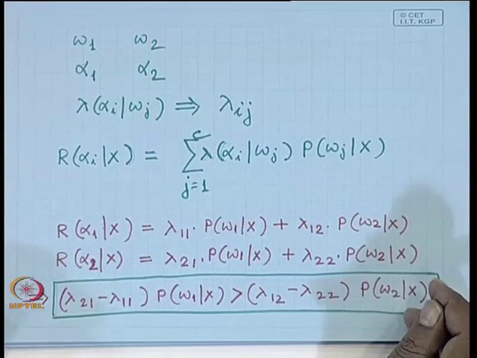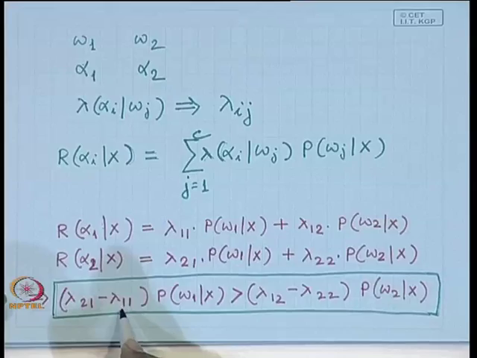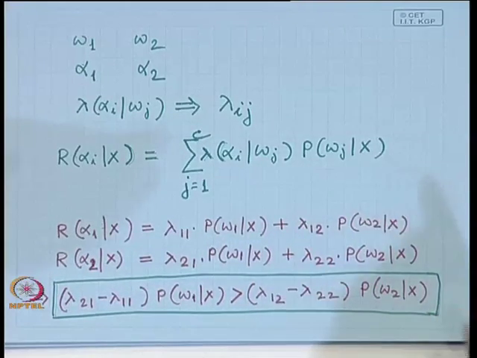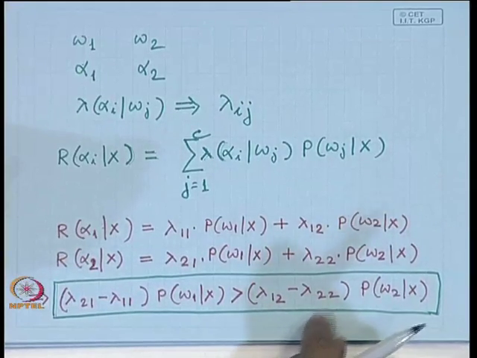Now, over here you find that lambda 1 1 means taking an action alpha 1 when the true state of nature is omega 1. And as we are saying, in our case taking an action alpha 1 means deciding that the object belongs to class omega 1, so we are taking the correct decision. Similarly, lambda 2 2 is the loss incurred for taking an action alpha 2 when the true state of nature is omega 2. This is also a case when we are taking a correct decision. So, this is the loss involved for taking a correct decision.